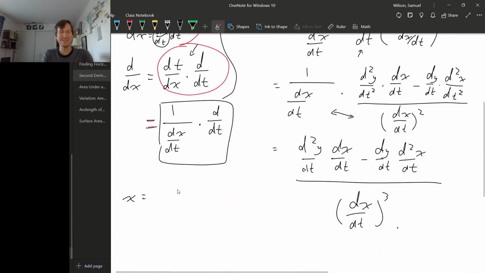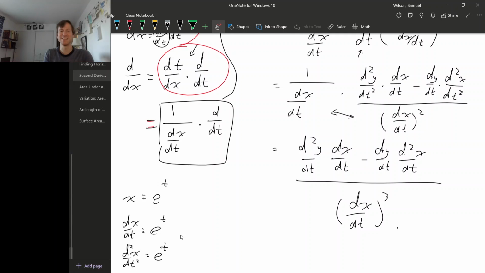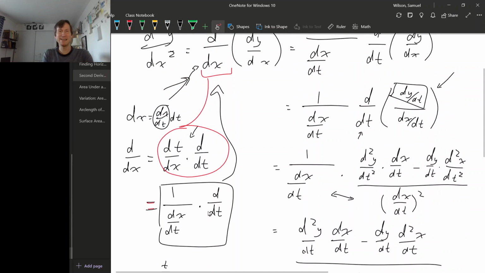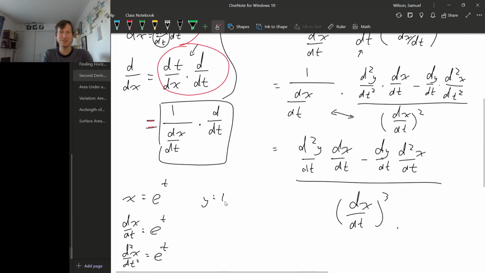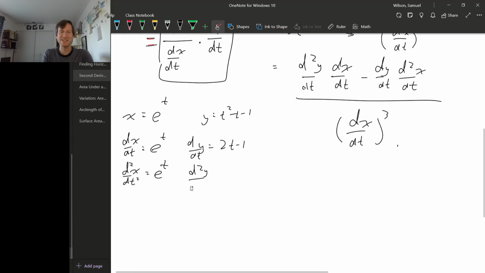So x is e to the t. So the derivative of x with respect to t is also e to the t, and the second derivative of x with respect to t is also e to the t. All right, for y, y is t squared minus t minus 1. So that means dy dt is 2t minus 1, and the second derivative of y with respect to t is 2. And now we can plug everything in.